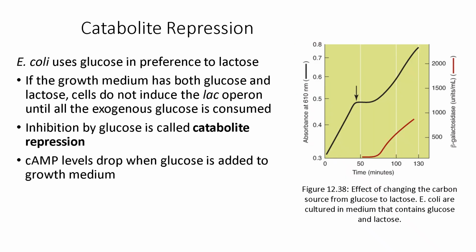E. coli prefers glucose over lactose. When both sugars are present, the lac operon remains off until all glucose is consumed. This phenomenon is called catabolite repression. Glucose presence lowers levels of cAMP, a signaling molecule that is essential for activating the lac operon.